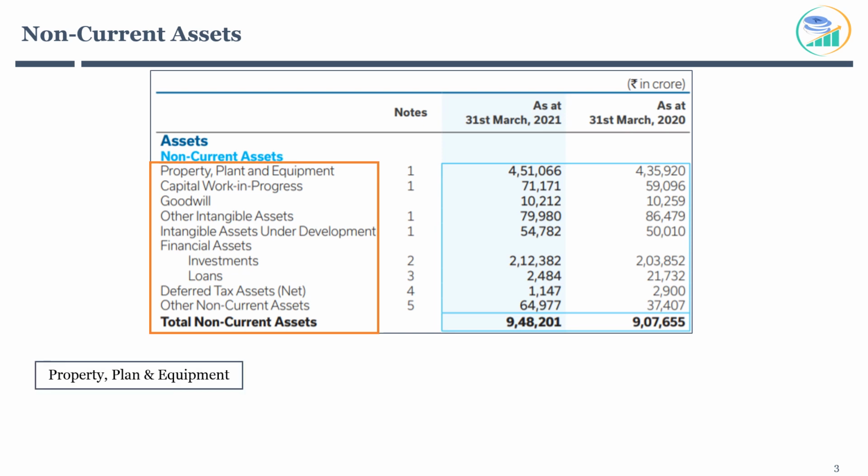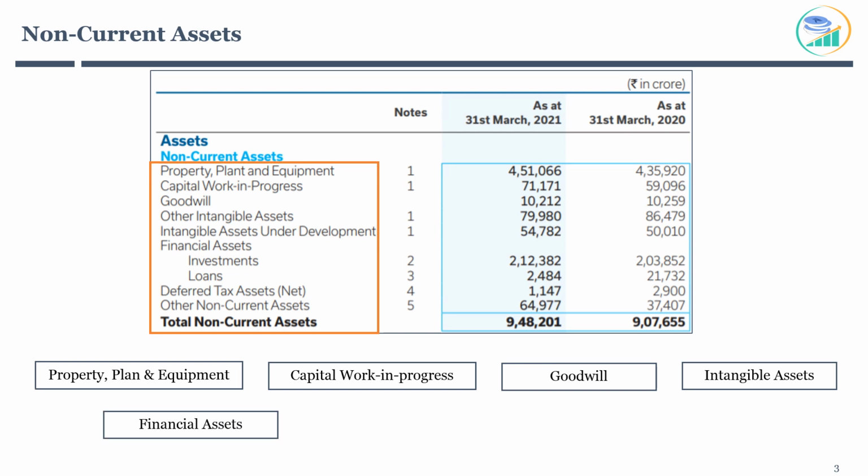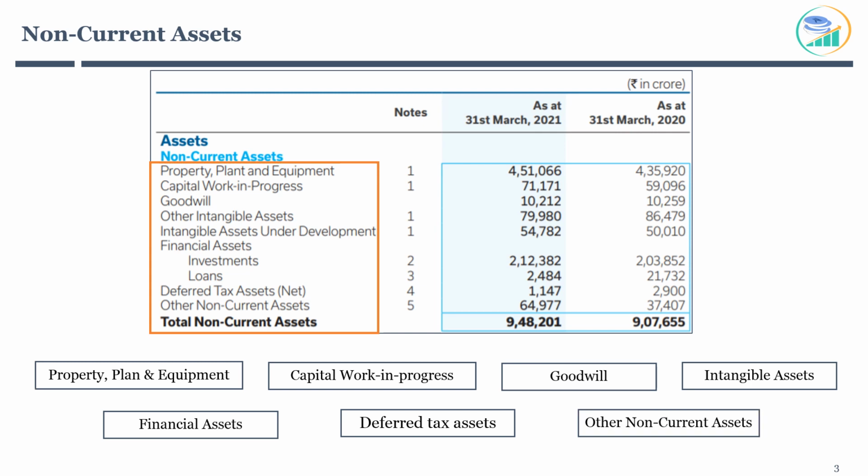Property, plant and equipment. Capital work in progress. Goodwill. Intangible assets. Financial assets. Deferred tax assets. Other non-current assets. Let's get into details of each line item. In annual report, you can always review corresponding note to understand what is included in each assets type.